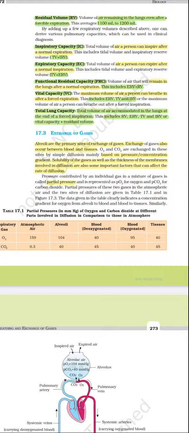Vital capacity, the maximum volume of air a person can breathe in after a forced expiration. This includes expiratory reserve volume, tidal volume and inspiratory reserve volume, or the maximum volume of air a person can breathe out after a forced inspiration. Total lung capacity, the total volume of air accommodated in the lungs at the end of a forced inspiration. This includes RV, ERV, TV and IRV. Vital capacity plus residual volume is called total lung capacity.